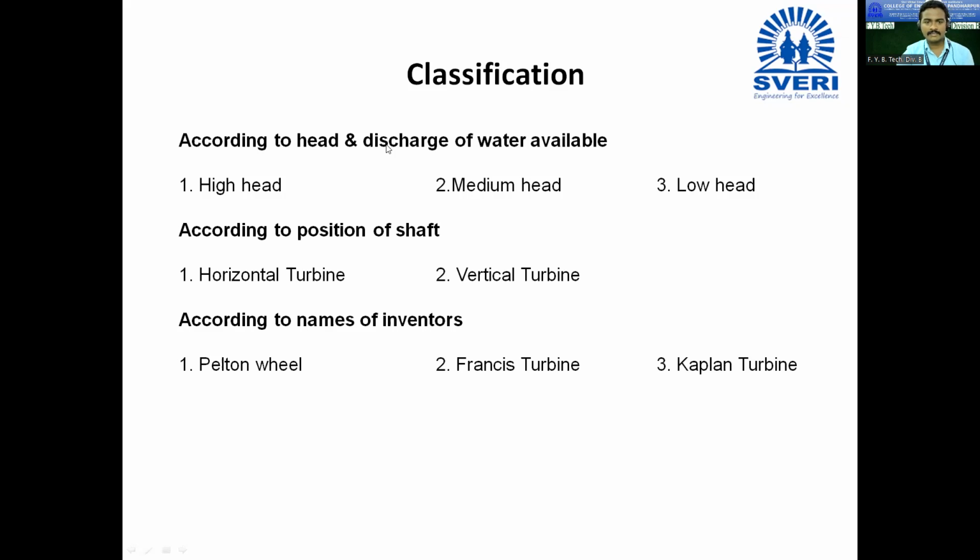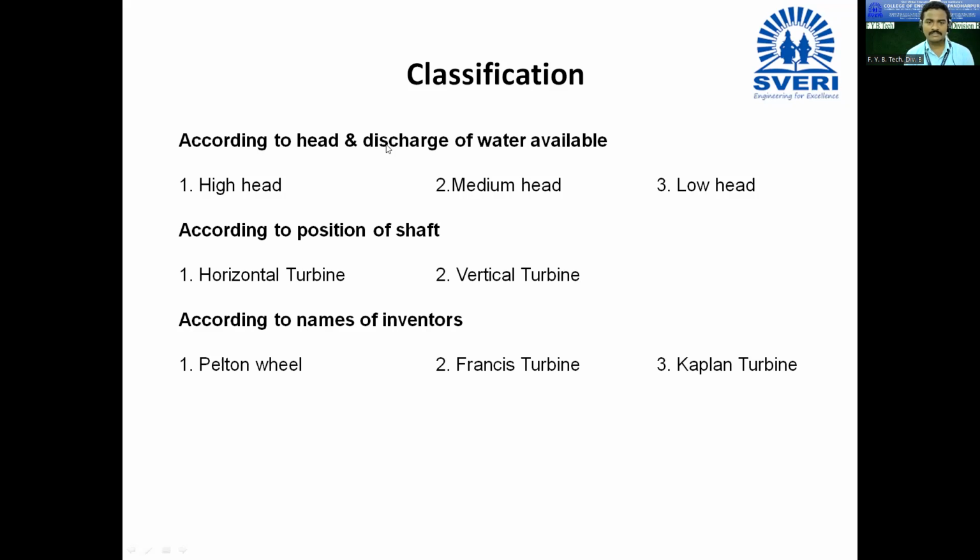That is high head turbine, medium head, and the low head. The second point for the classification is according to the position of the shaft, that is horizontal turbine and vertical turbine. Then third is according to the names of inventors. So based on that, it is Pelton wheel, Francis turbine, and the Kaplan turbine.